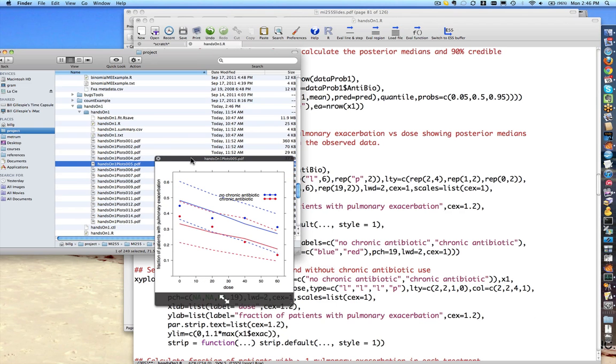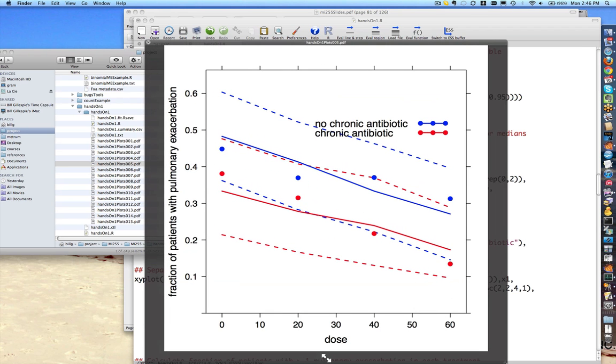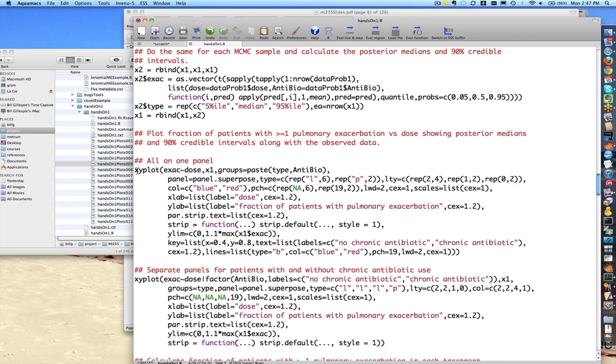Okay, so that's where I overlaid everything on a single panel, and I just colored the case with no antibiotic blue and the ones with antibiotic red. So that's what you get if you plot it that way. So that's the first case here.